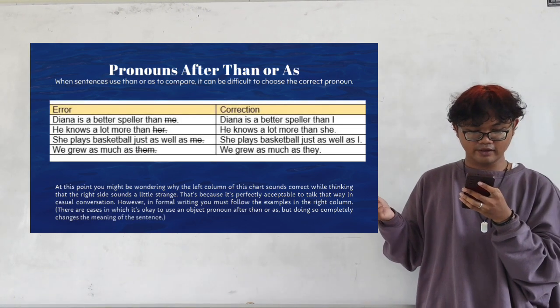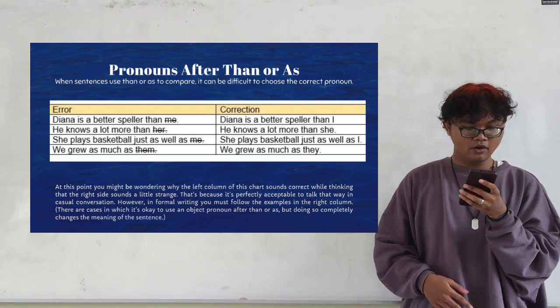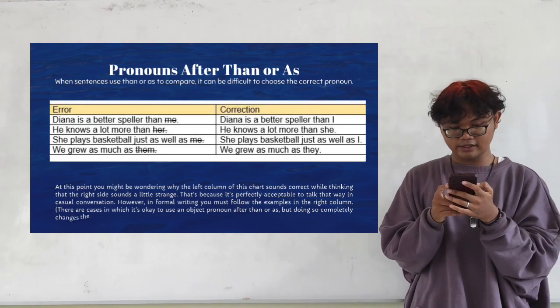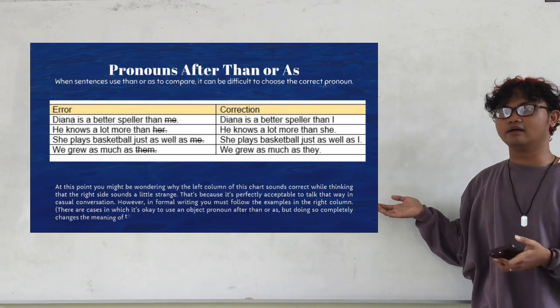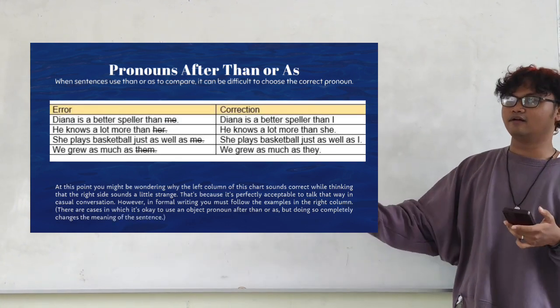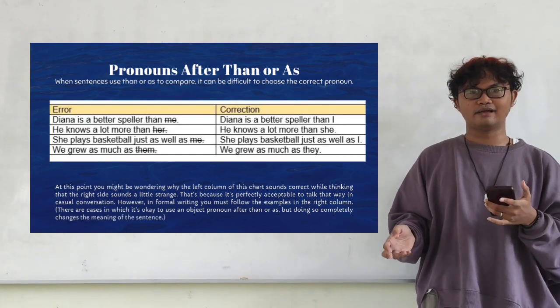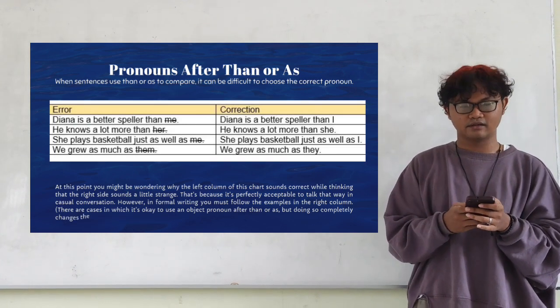That's because it's perfectly acceptable to talk that way in casual conversation. However, in formal writing, you must follow the examples in the right column. The right column is grammatically right, and the left column is not, but is acceptable in usual conversation.